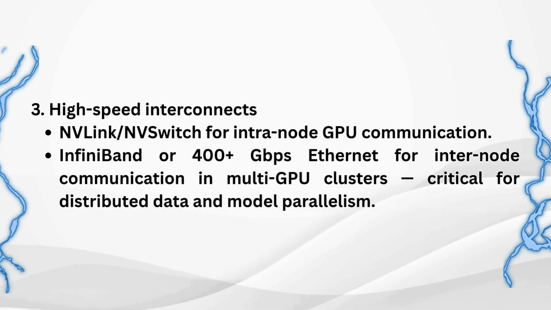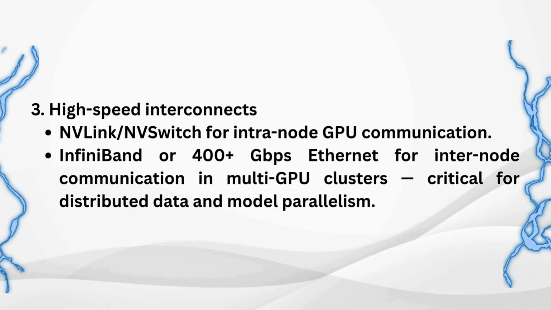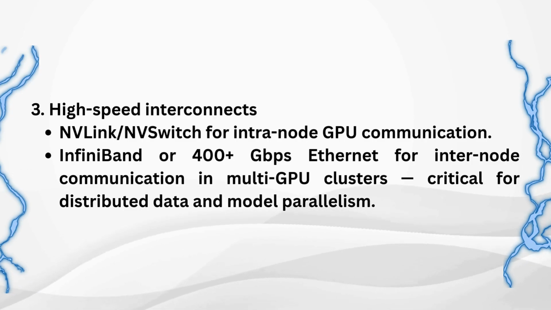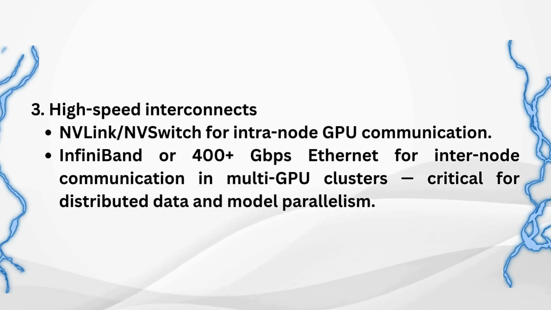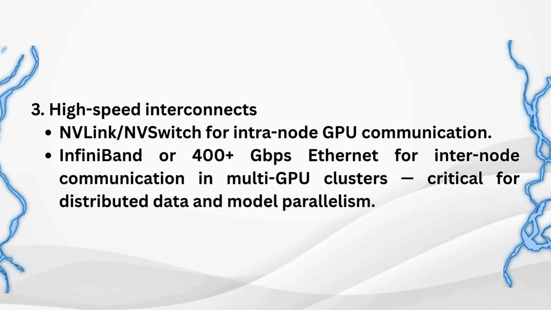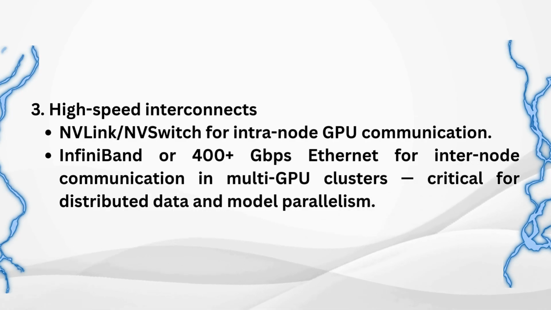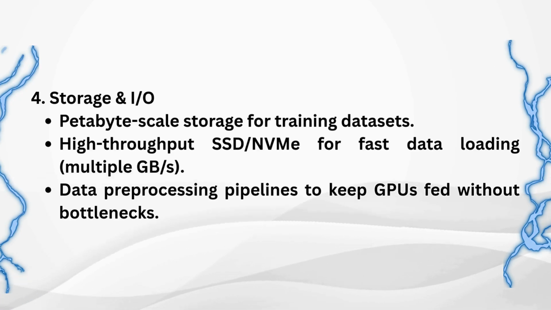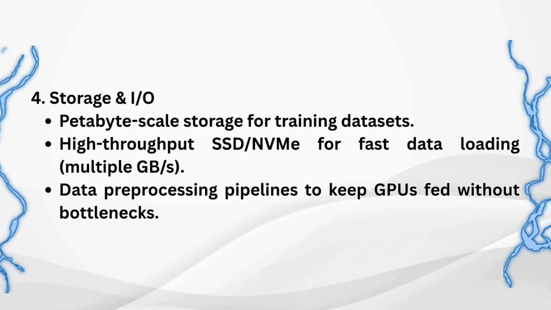High-speed interconnects, NVLink or NVSwitch for intranode GPU communication. InfiniBand or 400-plus gigabits per second Ethernet for internode communication in multi-GPU clusters, critical for distributed data and model parallelism.